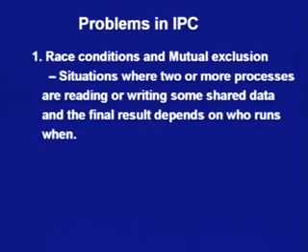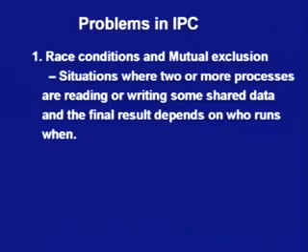A race condition, which is the foremost problem in inter-process communication, is a situation where two or more processes are reading or writing some shared data. In the example that we took, there were these two shared variables in and out, and the final result depends on who runs when.